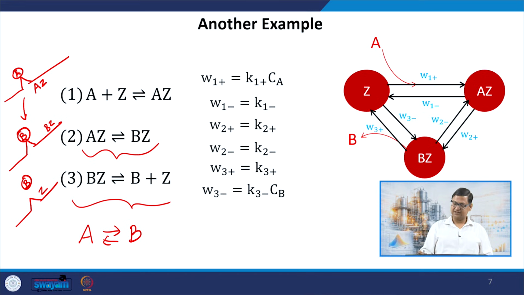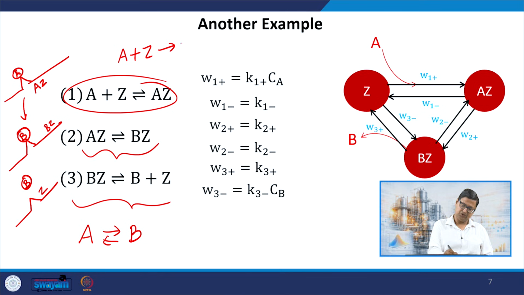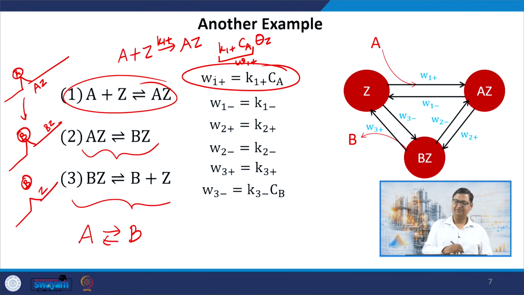So from Z, for example, in the first reaction, the forward step is A plus Z to AZ, and I am calling this rate constant K1 plus. So the rate here is given as K1 plus Ca theta Z, and then the rate divided by theta Z becomes my weight W1 plus, and that is exactly what I have written here. So from Z I can go to AZ.